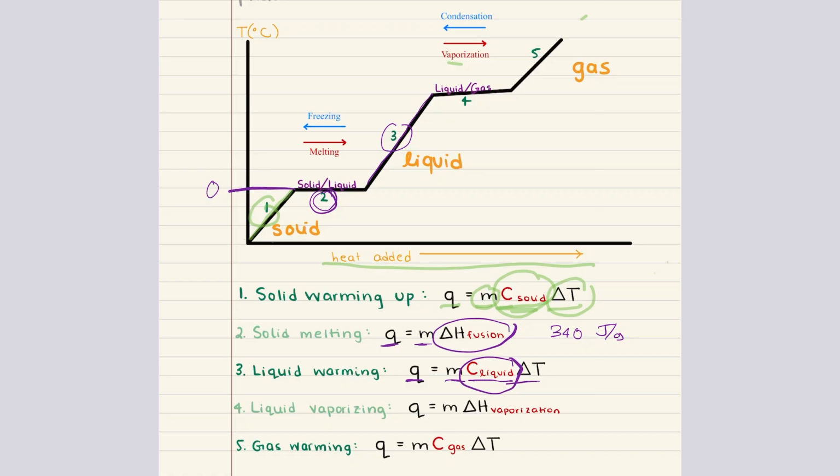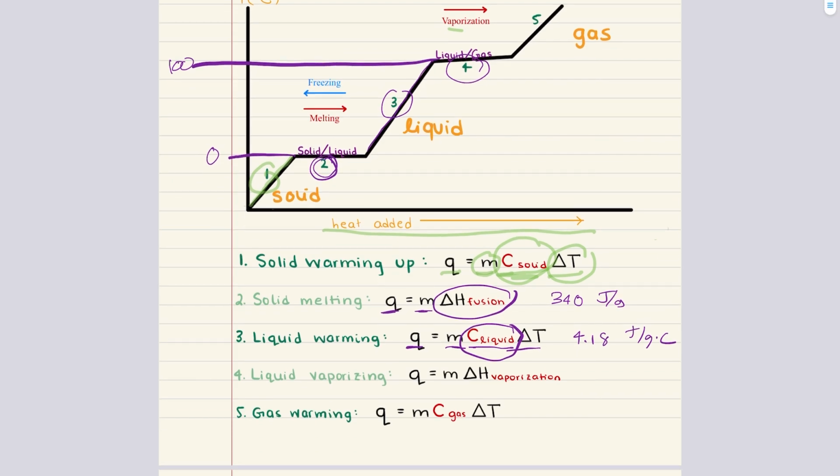For water, this value is about 4.18 joules per gram times Celsius. Once the liquid reaches its boiling point, we now enter segment 4. So for liquid water, the boiling point is 100 degrees Celsius. Heat is added to convert the liquid into gas, and the temperature remains constant while this phase change occurs.